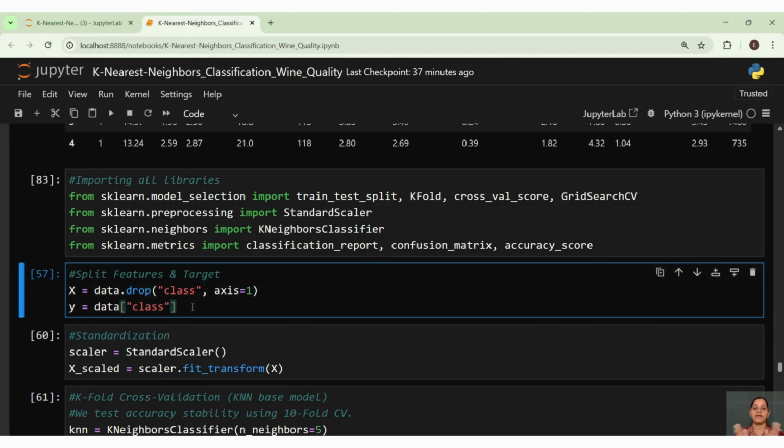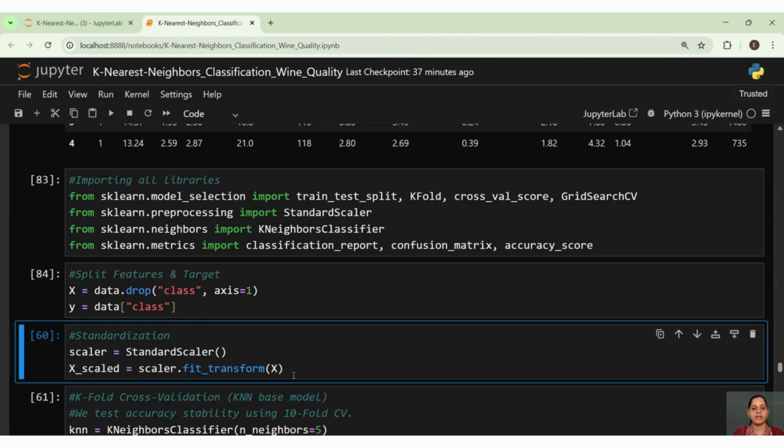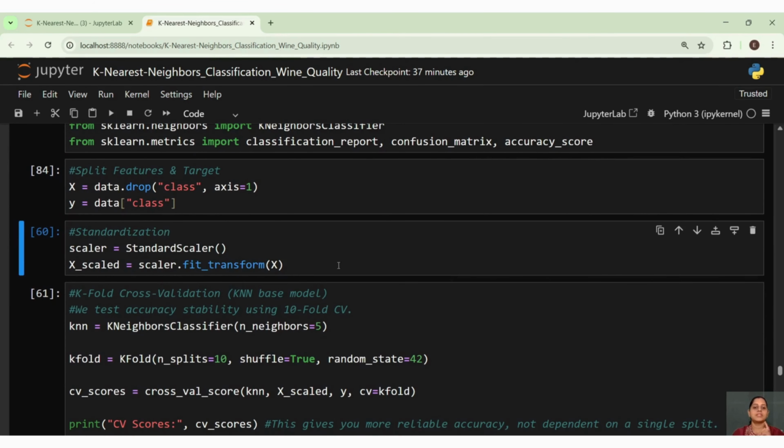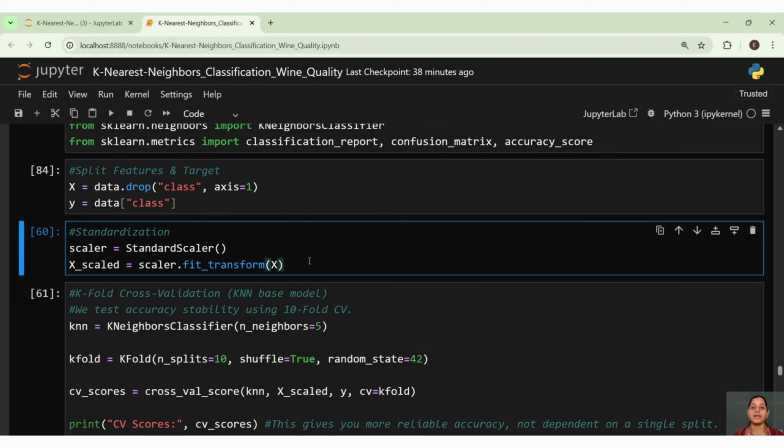Then what is the next step? I am splitting my features and target, right? My target is going to be class, and my independent variables are going to be all the variables without my class. So I'm running it. Already these things are there, so I'm just going to show you. Then what is the next step, guys? We have to fit and transform to what? To our training data. We have to just transform our test data, but I'm not moving ahead with that. I'm just showing you the training data.